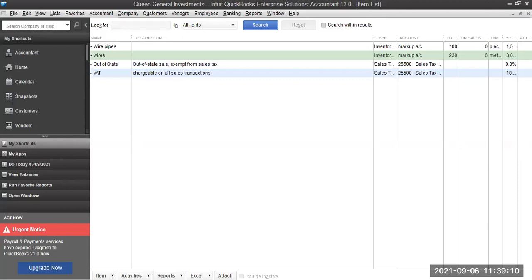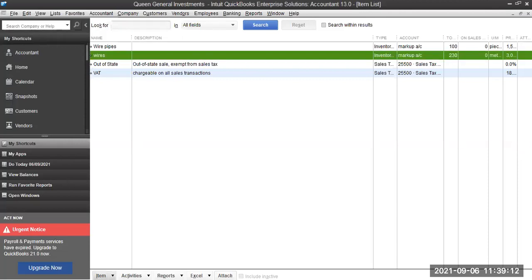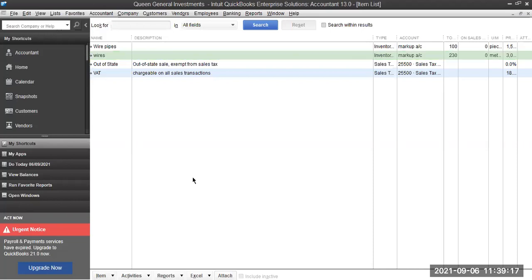Let me share that. Let me share my second screen. Share a new screen. Where is it?